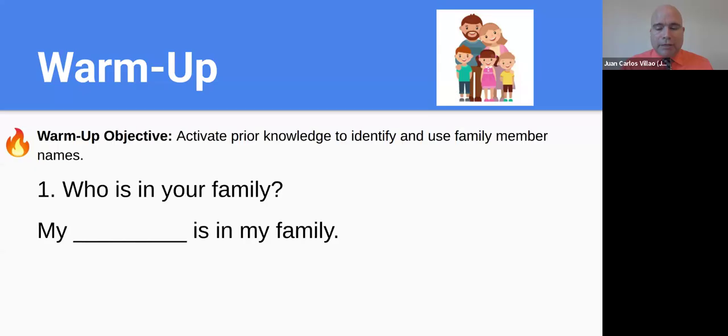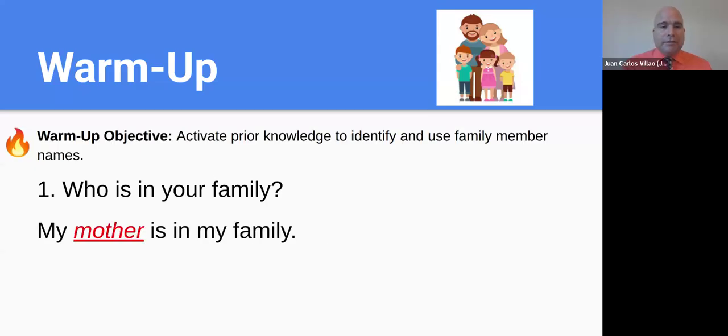So, my blank is in my family. One response could be, my mother is in my family. Mi madre está en mi familia. So the instructions we recall is to use a family member name. So here we're using the family member name of mother.